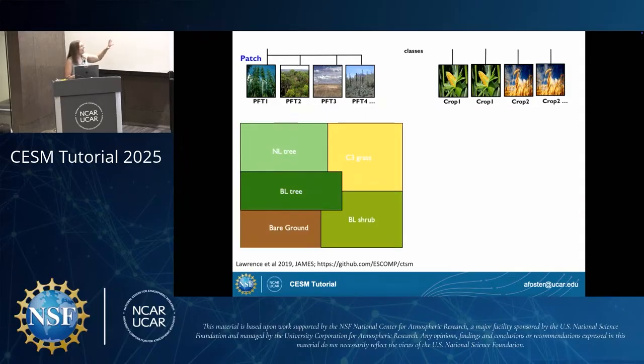And then on a grid cell and then a tile, we have different proportions of that tile that we tell the model. We say there's like 30% needleleaf evergreen, 20% C3 grass, and then we've got some bare ground. So we're sort of telling the model this is actually what proportion of the land surface is made up of each of these natural PFTs, and we do the same for crops. And then within that percentage, the plants grow or not grow.